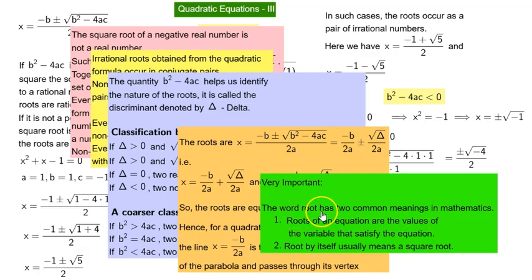One very, very important point. The word root has two common meanings in mathematics. Roots of an equation are the values of the variable that satisfy the equation. Root by itself usually means a square root. So be very clear based on the context whether we are talking of roots of an equation or the square root.